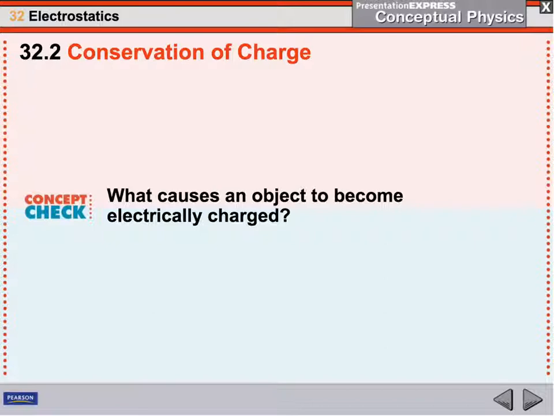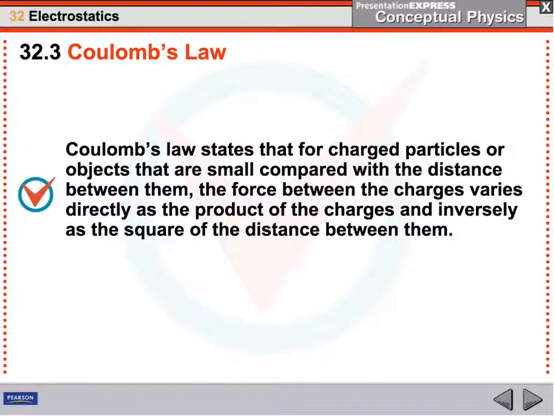What causes an object to become electrically charged? Coulomb's law states that for charged particles or objects that are small compared with the distances between them, the force between the charges varies directly as the product of the charges and inversely as the square of the distance between them. That's very confusing, and we'll talk more about it.